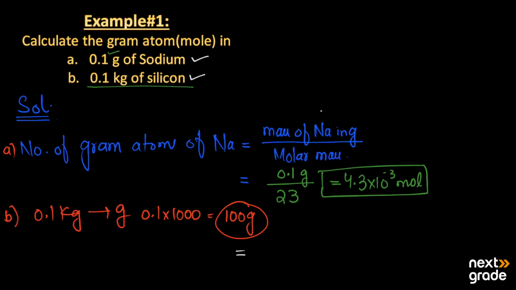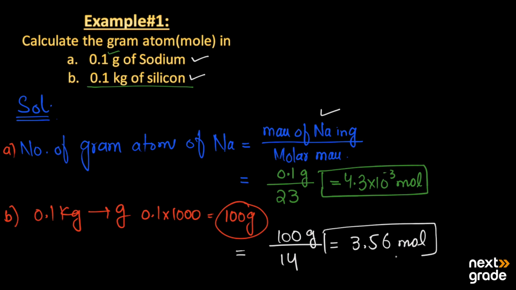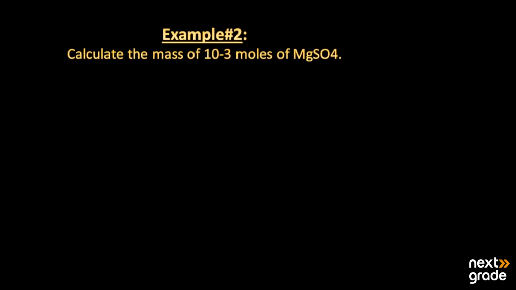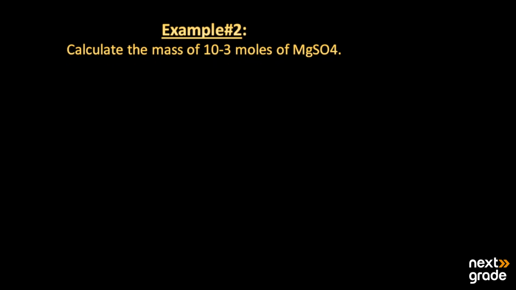By applying this simple formula, the mass of silicon is 100 grams divided by the molar mass of silicon, which is 14. The answer we get is 3.56 mole. So this is the simple way to find the gram atoms of any substance by using the formula.